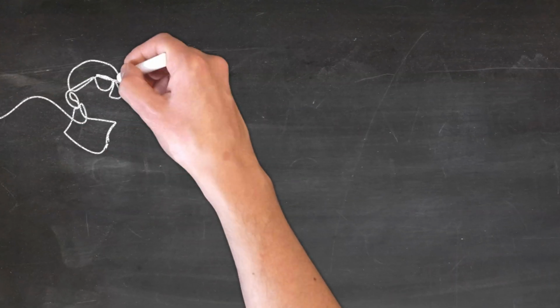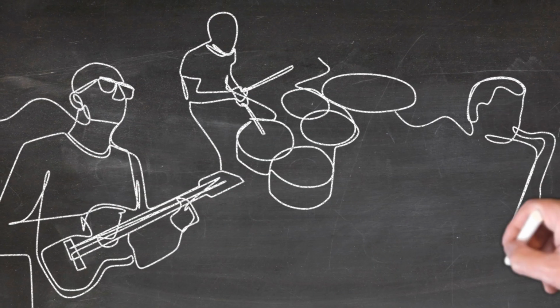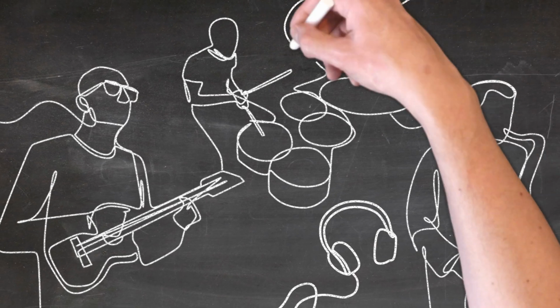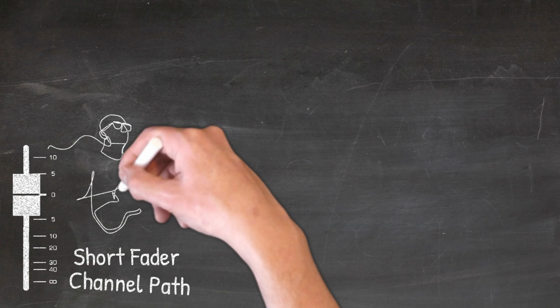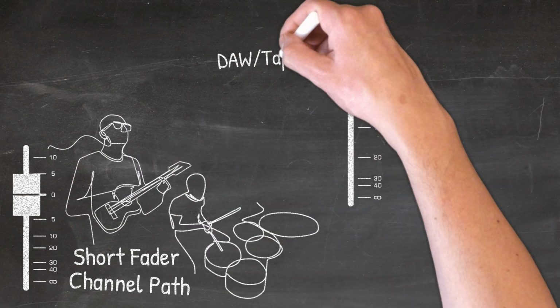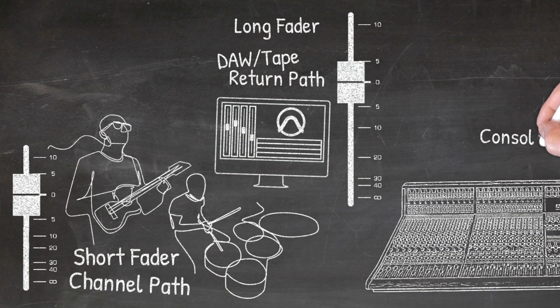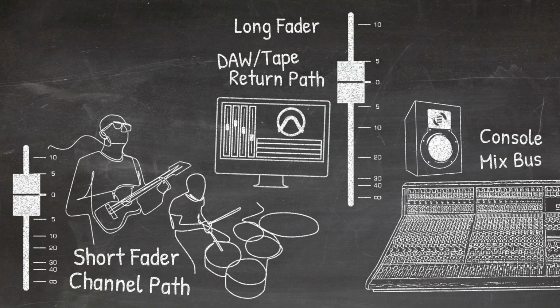A headphone mix is used so that the performers can hear a personalised balance of all the instruments on a song during the recording session. The headphone mix can include any signal present on either the channel path, tape path, or the mix bus of the console. This can be both pre-recorded audio or live instrumentation.